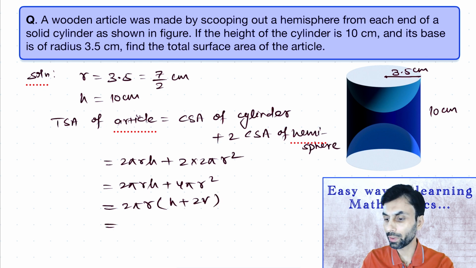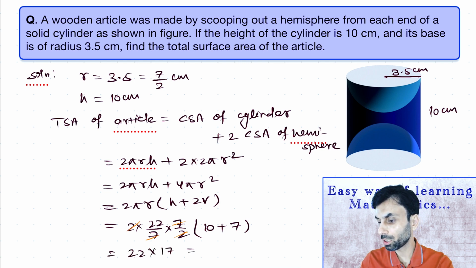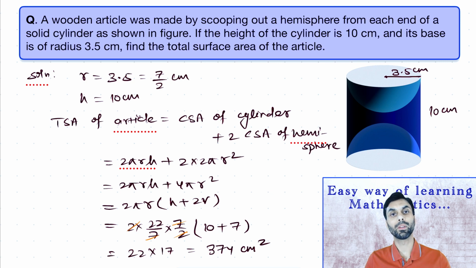Now on substituting the values, we'll get 2 into 22 upon 7, radius is 7 upon 2, height is 10 plus 2r, which is equal to 7. Here 7 will get cancelled, 2 and 2 will get cancelled. So the value will be 22 into 17, which will be equal to 374 centimeter square. That will be the value of it.